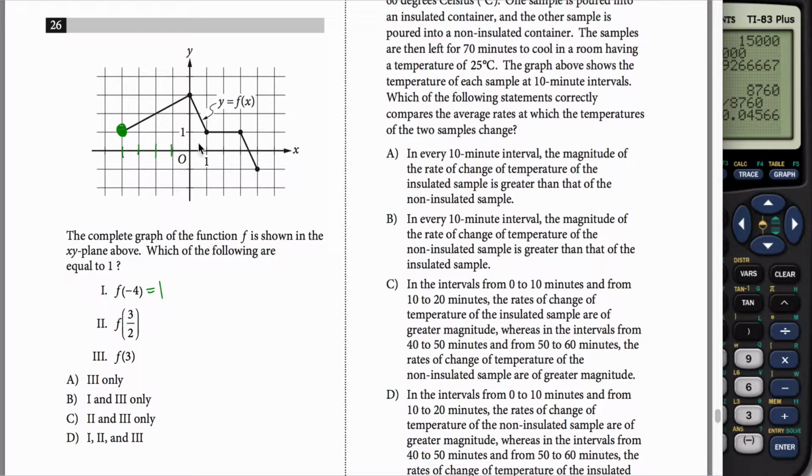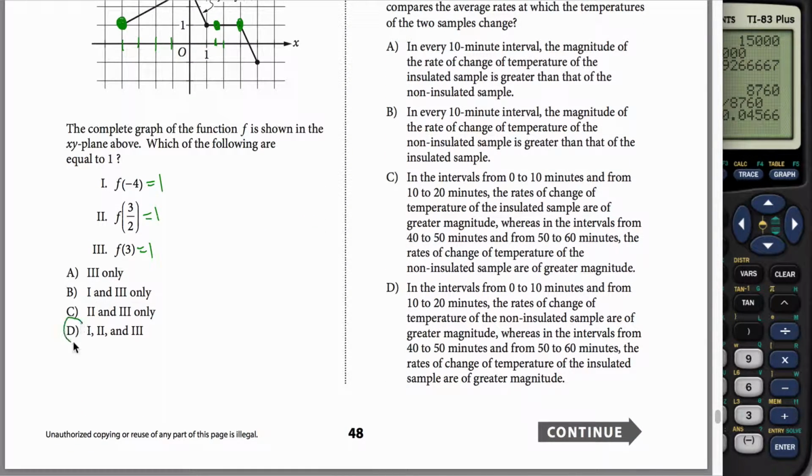What about f of 3 halves? Well, same thing. It's asking for the height, except now the height at 3 halves. 3 halves is 1 1/2, so it's between 1 and 2 here. The height right here also appears to be 1. So this equals 1. What about f of 3? It's asking you for the height when x equals 3. 1, 2, 3. It's talking about this point right here. The height is again 1. This equals 1. All three of them equal 1. The answer would be D, that both 1, 2, and 3 all equal 1.